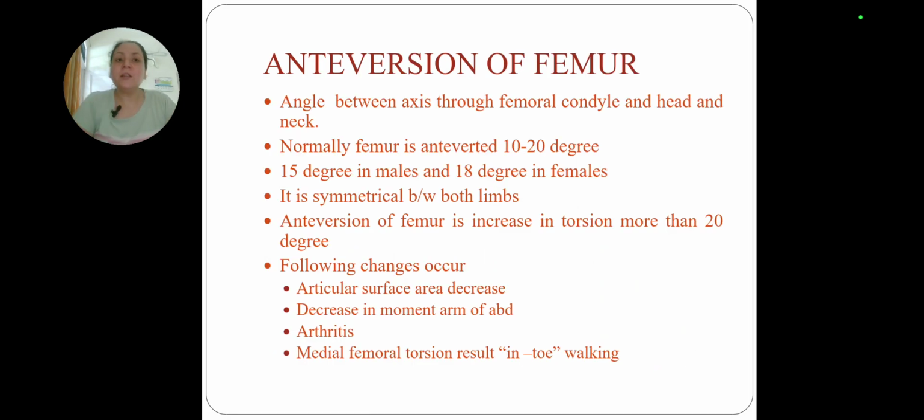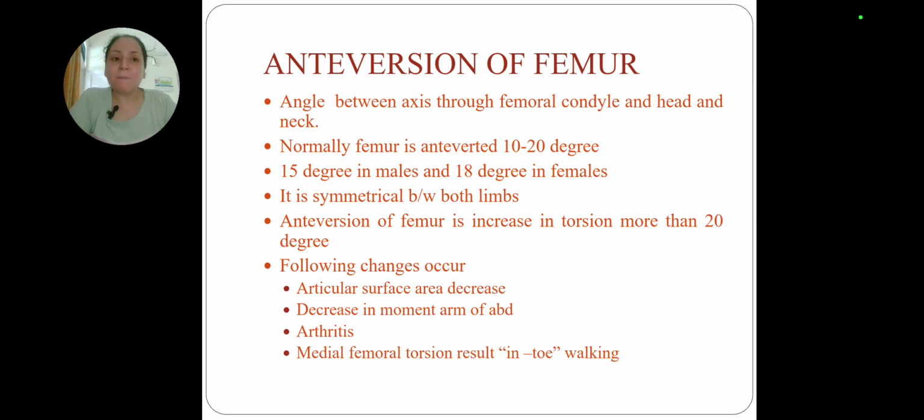Fine. So let us read this. The angle between the axis of the femoral condyles and the head and the neck is called the angle of torsion. The normal femur is anteverted, that is 10 to 20 degrees. It is 15 degrees in males and 18 degrees in females. Asymmetry between both the limbs is seen. Anteversion of the femur is increased when torsion is more than 20 degrees. Fine. So we say femoral anteversion has taken place.